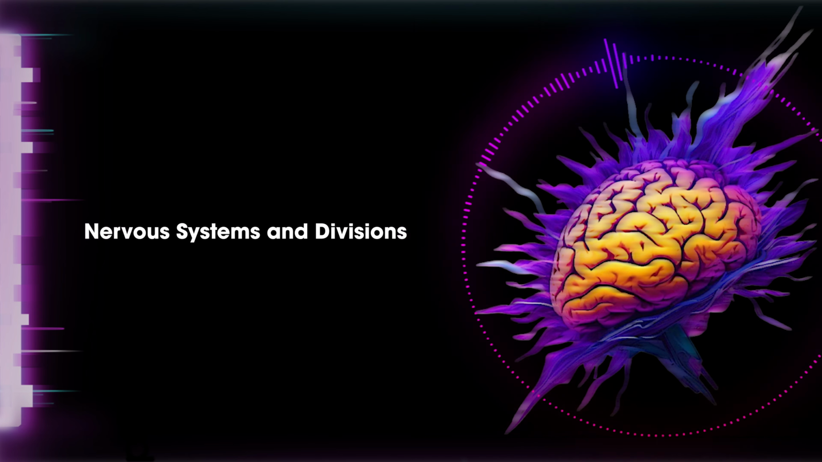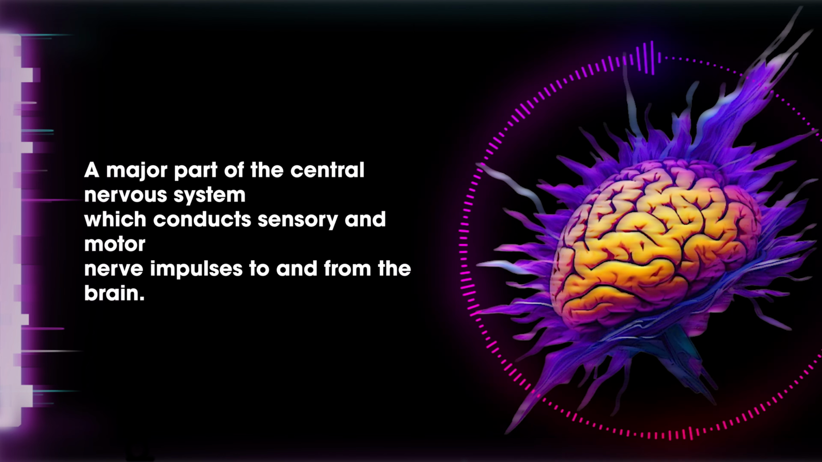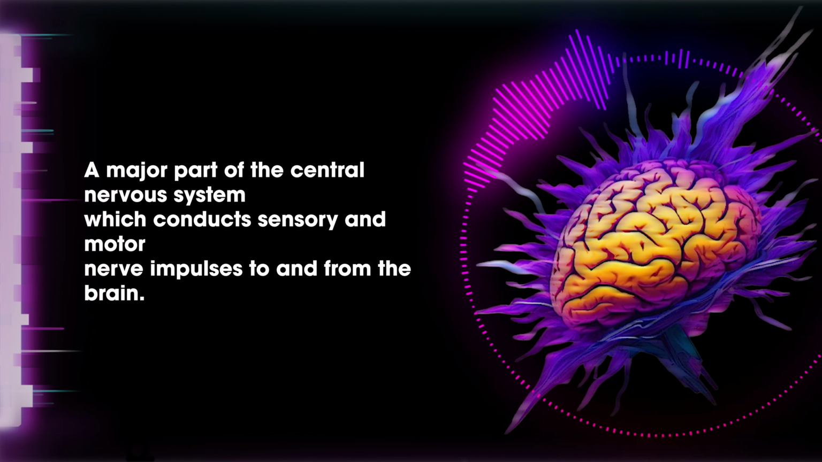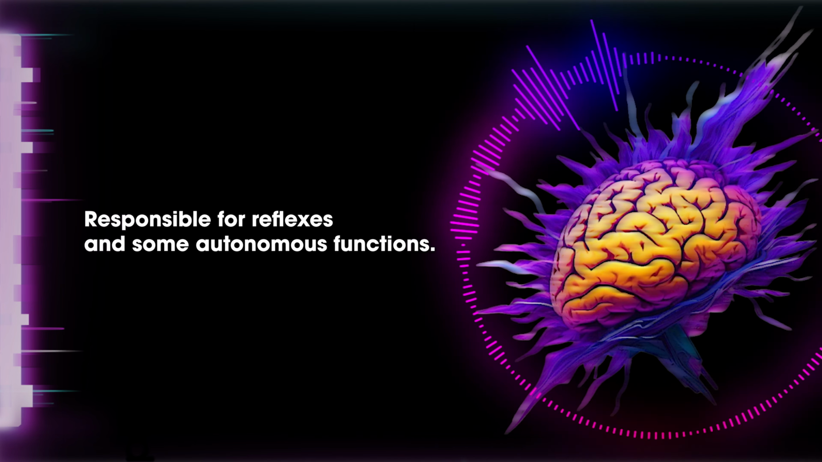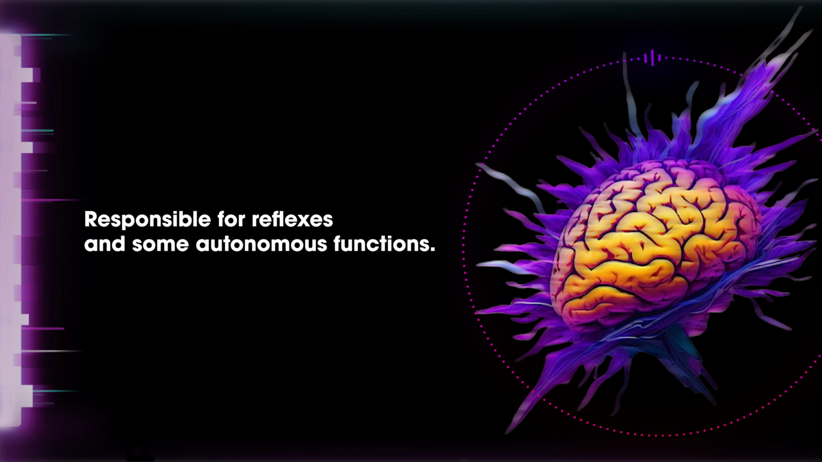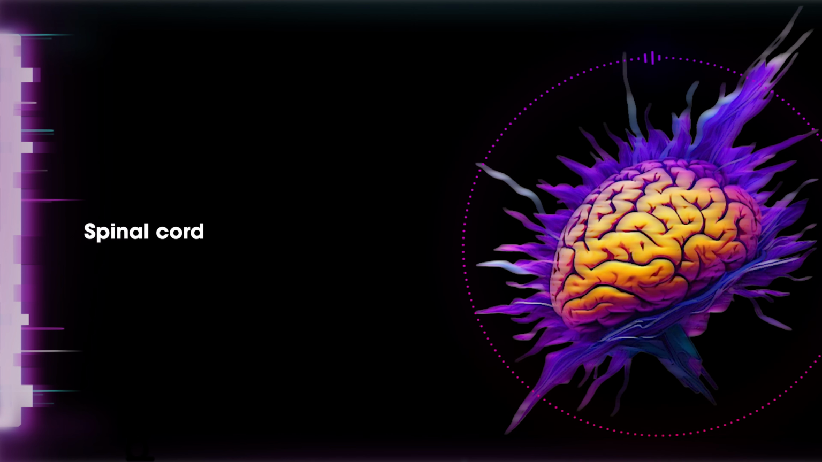Nervous systems and divisions. A major part of the central nervous system which conducts sensory and motor nerve impulses to and from the brain, responsible for reflexes and some autonomous functions. Spinal cord.